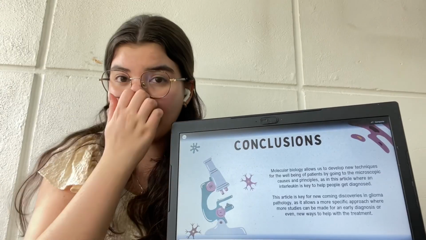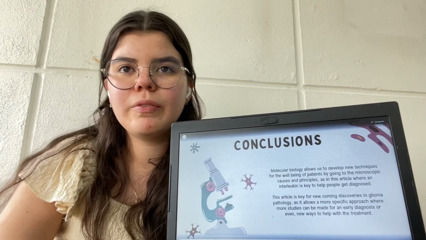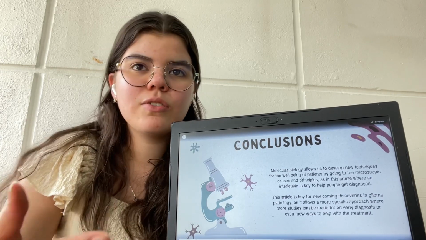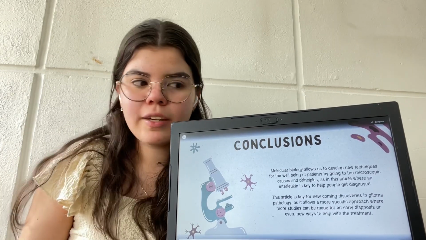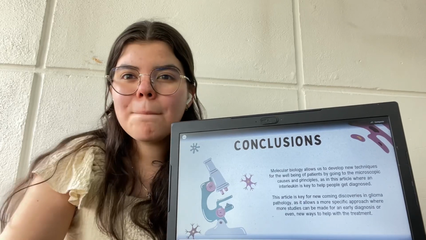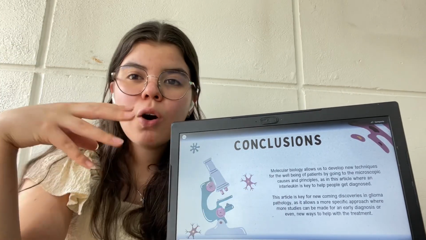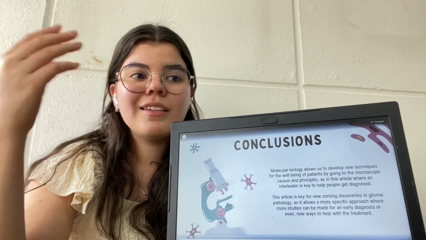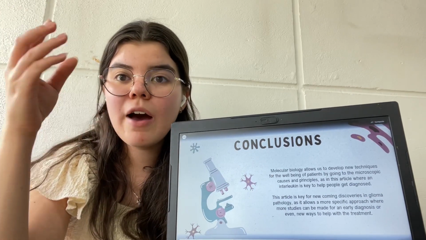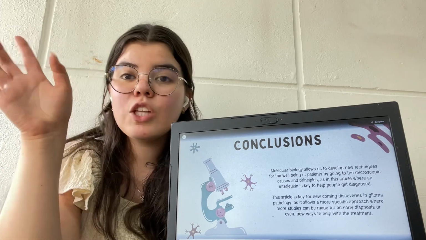As a conclusion, we have that molecular biology allows us to develop new techniques for developing innovations by going to the microscopic causes and principles. We're trying to say that sometimes we don't need these big and super crazy ideas to have solutions for our daily issues. We can go to the main causes to work from there. And this is also going to help us in different things because if you have a principle as a small thing, it can be divided into multiple things.